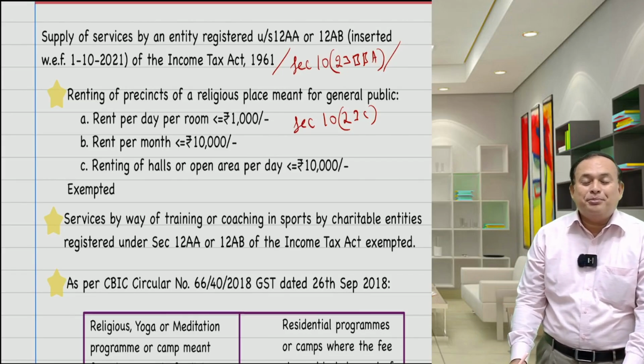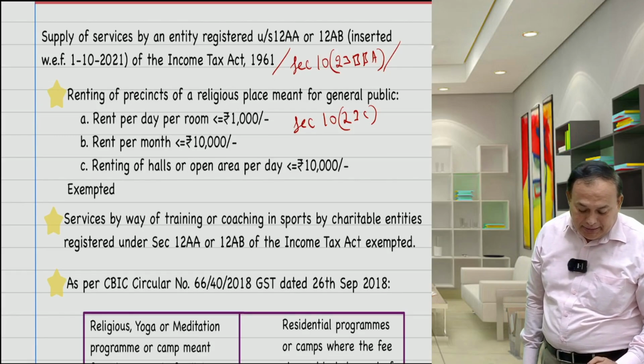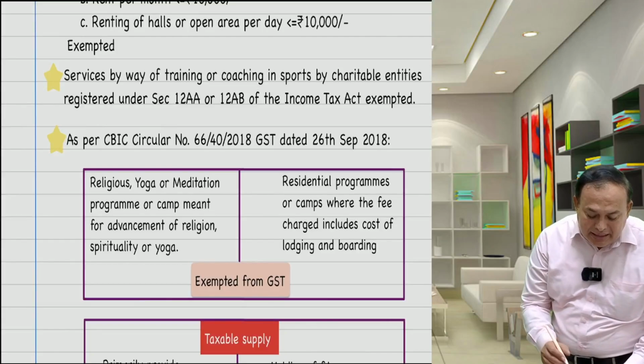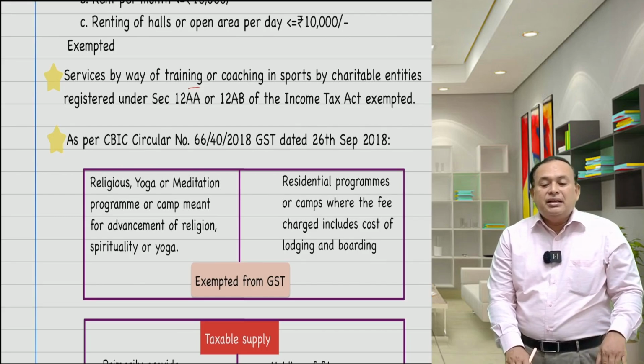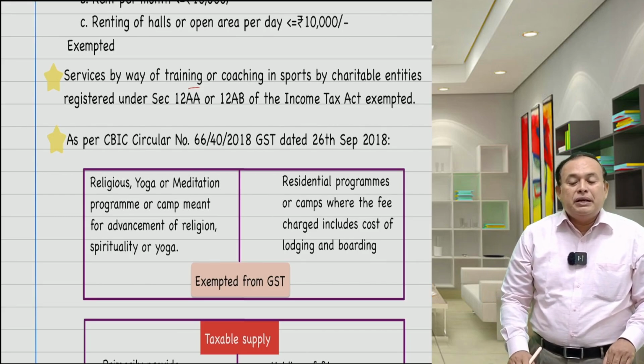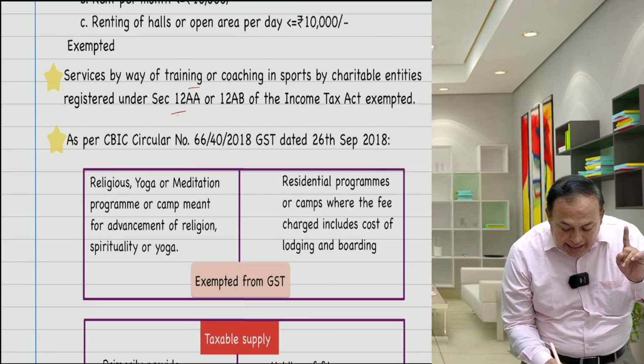So now please come back. Furthermore points. Services by way of training or coaching in sports by charitable entities. Here only 12A, 12AB only.